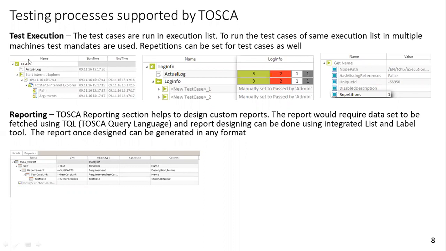Okay. Now, if I go to the reporting section of Tosca, you can create reports, and you can use the reports for any execution list or anything. But in order to create a report, you need to understand Tosca Query Language, because Tosca Query Language allows you to create a data set, and the reports will be created on top of that data set. Okay.